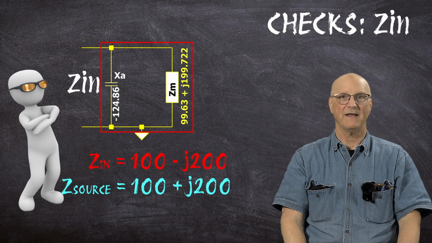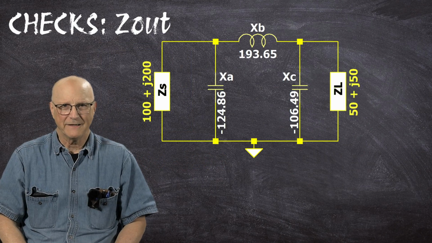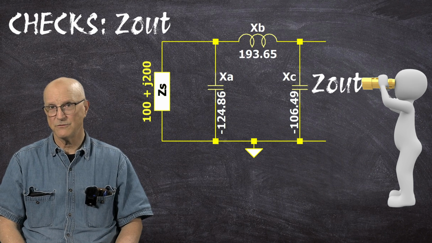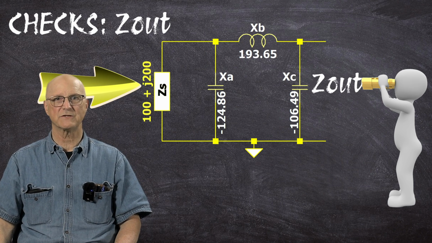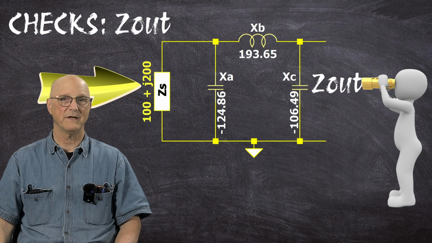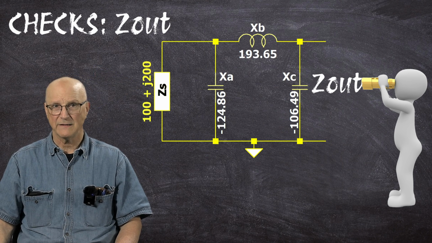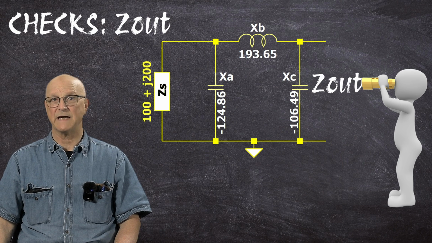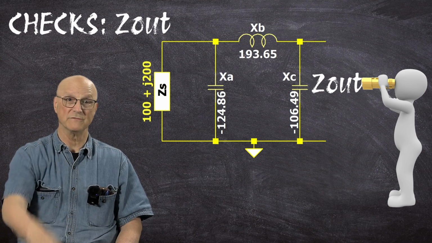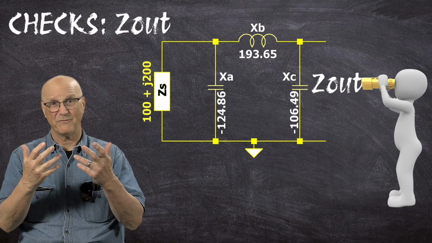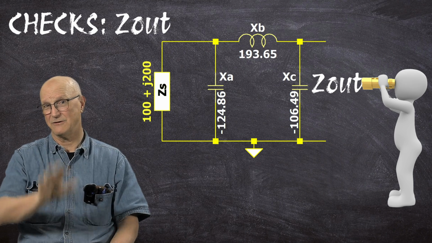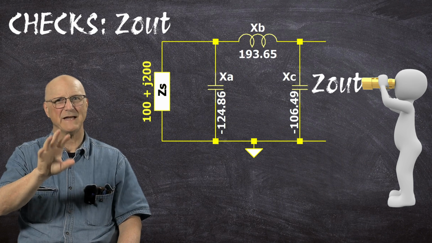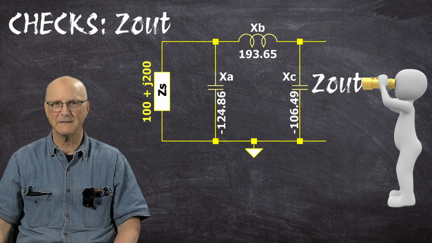Next, we're going to check the output impedance. Now, this assumes that the input is terminated with the source impedance of 100 plus j200. I eliminated the voltage source at the input, replacing it with a wire because its output impedance is 0 ohms. Like before, this can be a little bit intimidating and look a bit complicated, but not really. We can break this down into smaller pieces, take it a little bit at a time.